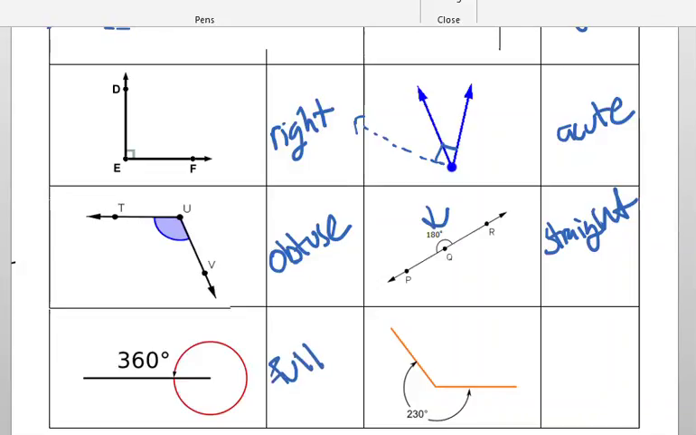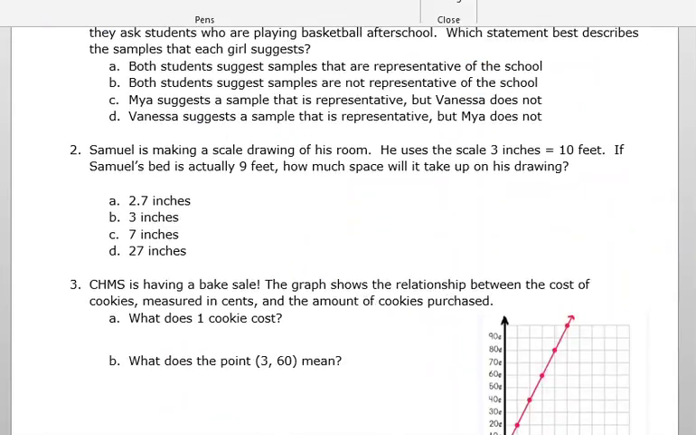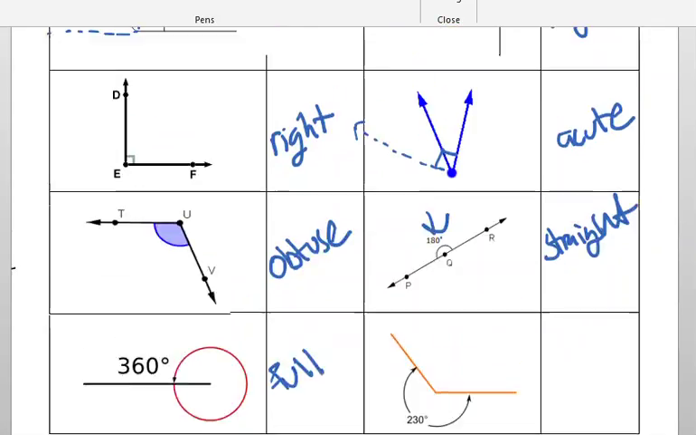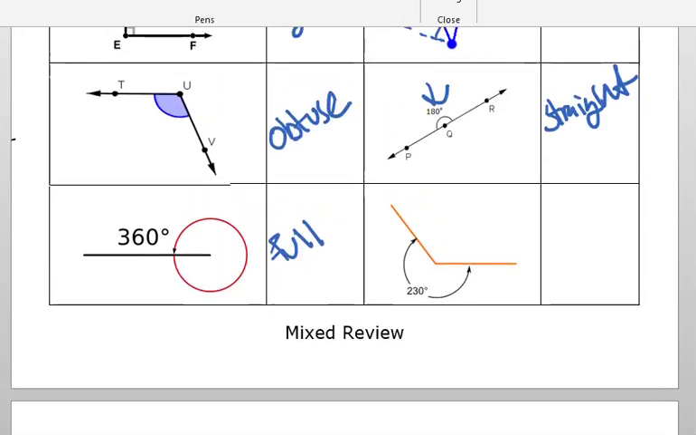And then here, if it weren't for this circle here, I might assume that it wanted me to measure in here and say, oh, that's obtuse. But since I have the circle and it's telling me that this is a 230-degree angle, I know that this is a reflex angle.